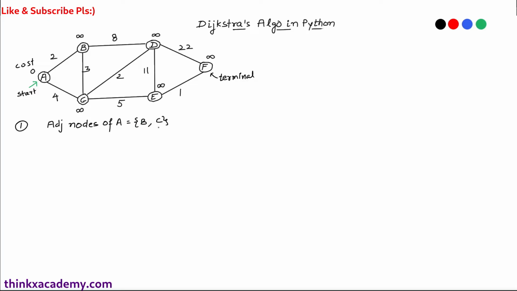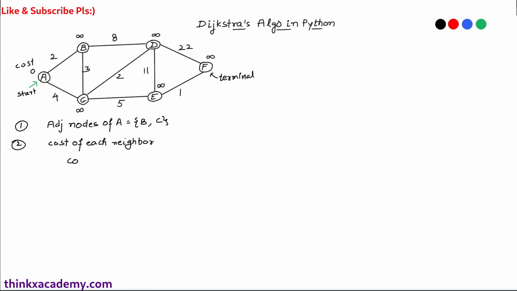Obviously, we can use a dictionary to find that out also. We will see that in Python. So the adjacent nodes are B and C, and I am going to find the cost of B and the cost of C. Once we have found the neighbors of A, we are going to find the cost of each neighbor.